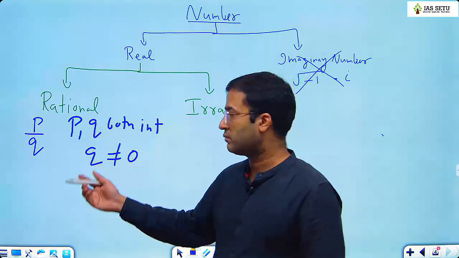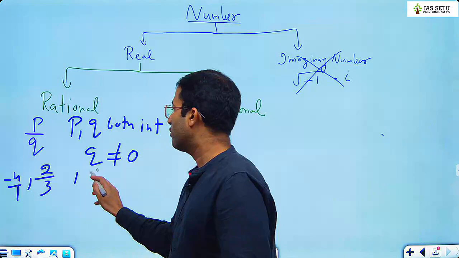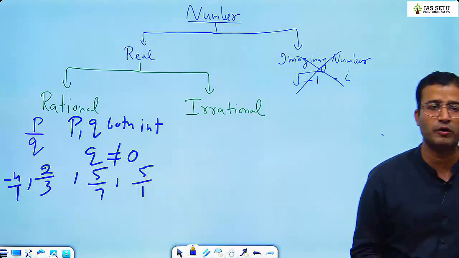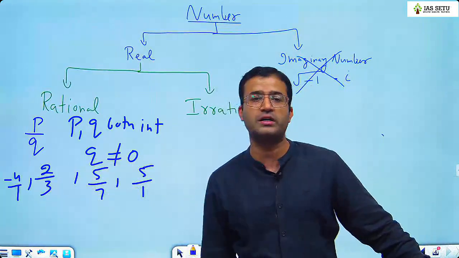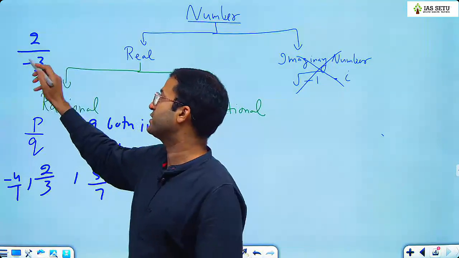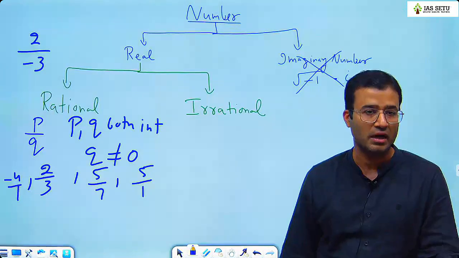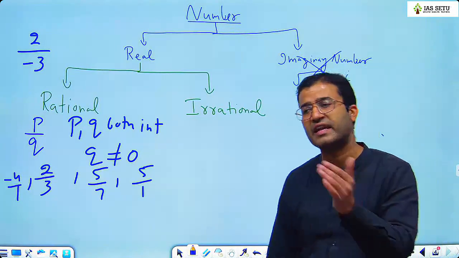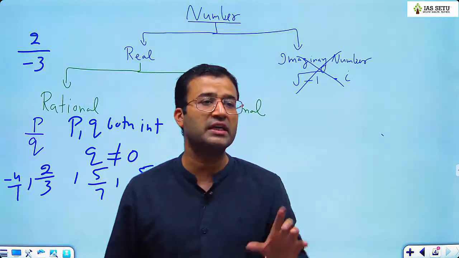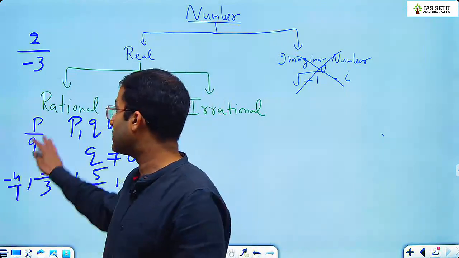Examples are 2 by 3, minus 4 by 1, 5 by 7, 5 by 1. All these are examples of rational numbers. Even minus 4 upon 1 is also a rational number. I ask you, 2 upon minus 3. Tell me whether it is a rational number or irrational number. Rational. Minus 3 is an integer, it doesn't matter. You can have a negative integer in the denominator. That is not a problem. Both have to be integers, and the denominator cannot be 0. That is the point. So this is the definition of rational number.